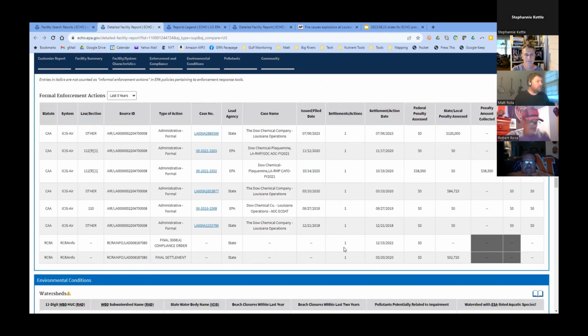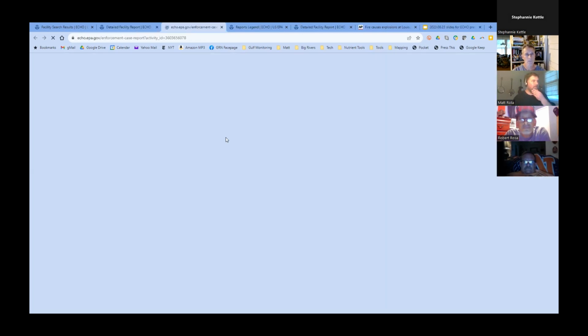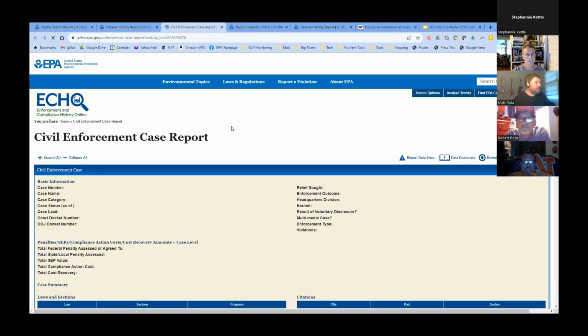And then this gets into their enforcement actions. You can actually take a look at the cases where they had, and here's the date issued, 7/6/2023. So that happened 8 days before this explosion that they had this filed. So, let's take a look at what happened there.